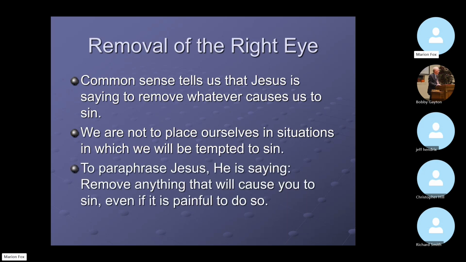To paraphrase Jesus, he's saying, remove anything that will cause you to sin, even if it's painful to do so. That's what the lesson is. It would be painful to pluck your eye out. It would be painful to cut your hand off. So do whatever you have to do to keep from sinning, and remove that thing that prevents you or causes you to lust, whatever it is.